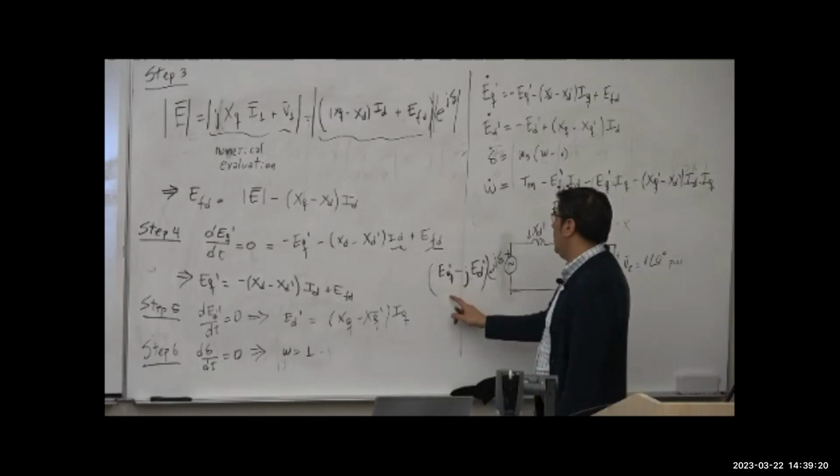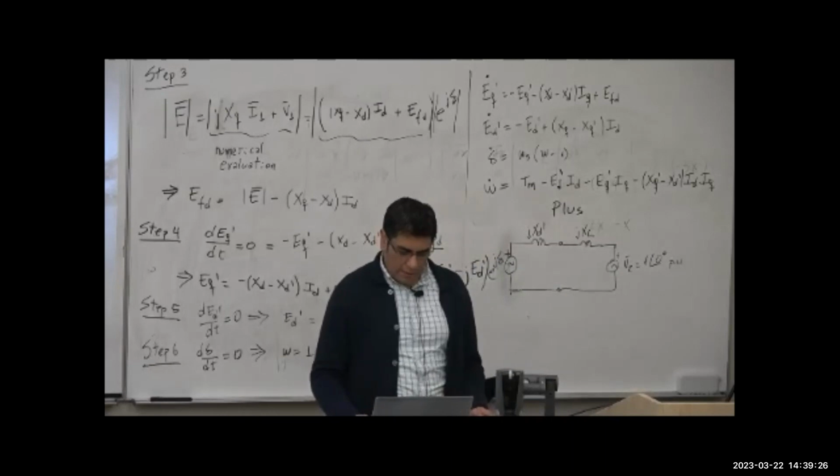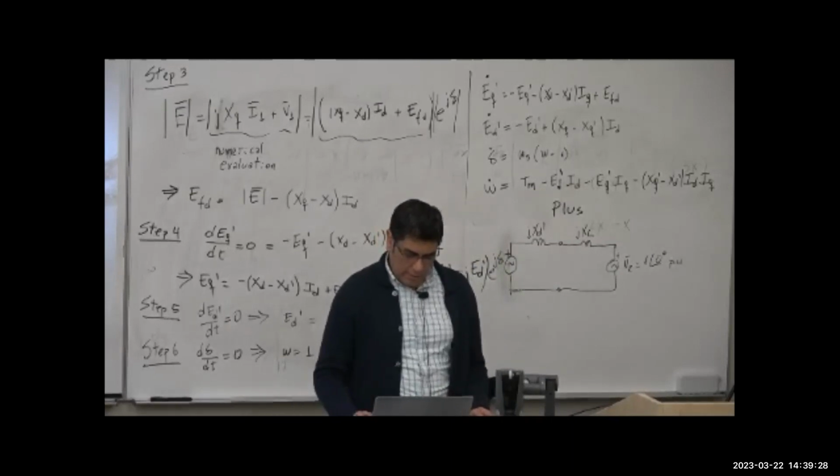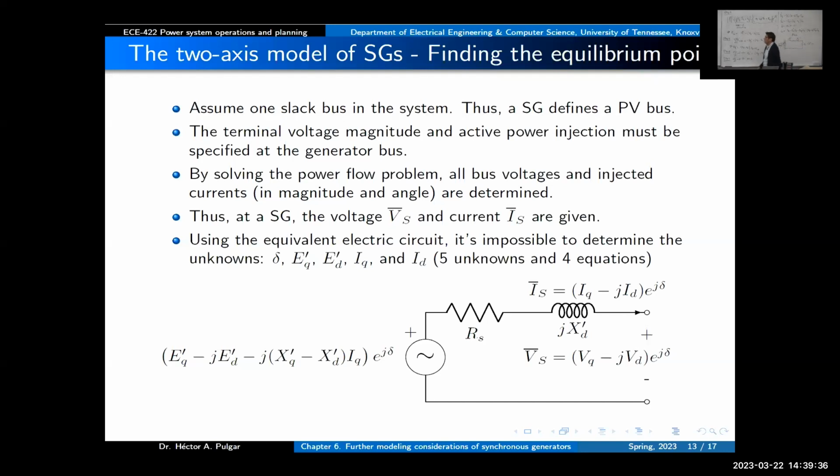The original model considered another term here that is the difference between the reactances. Let me see if I can show that. This is the dynamic model we need to use for dynamic simulation. You can see you have this term, xq prime minus xd prime. But in this problem, these two parameters are equal, so this term gets canceled. That's why we obtain that voltage right there.